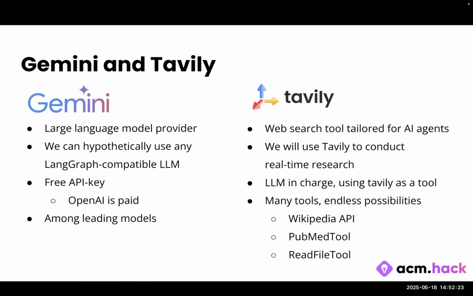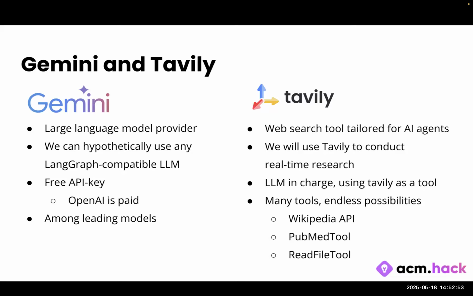Then we have Gemini and Pabbly. Gemini is the LLM provider we're going to be using today. We could hypothetically use any LLM provider that's compatible with LangChain. For example, OpenAI, but we chose to use Gemini today mainly because it's free. OpenAI is paid. And also Gemini is among the leading models. So that's the reason we went with Gemini this time.